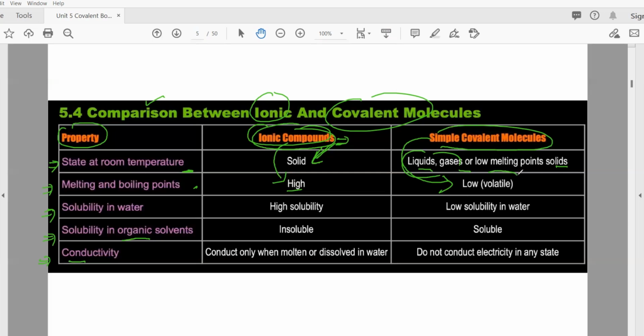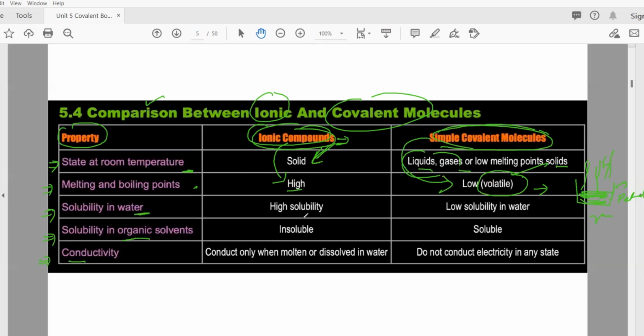And they use a word, volatile. Volatile means something will convert into a gas, for example a liquid like petrol. You put it in a room without heating, and after some time you will find that all the petrol has evaporated at room temperature. So any liquid which evaporates at room temperature without heating is known as a volatile liquid. Normally most of the common covalent compounds are volatile.